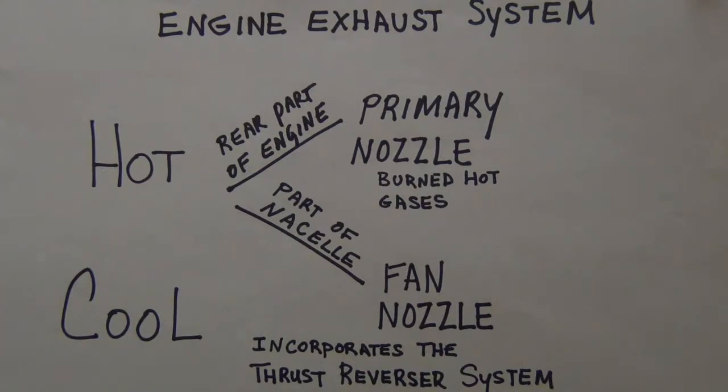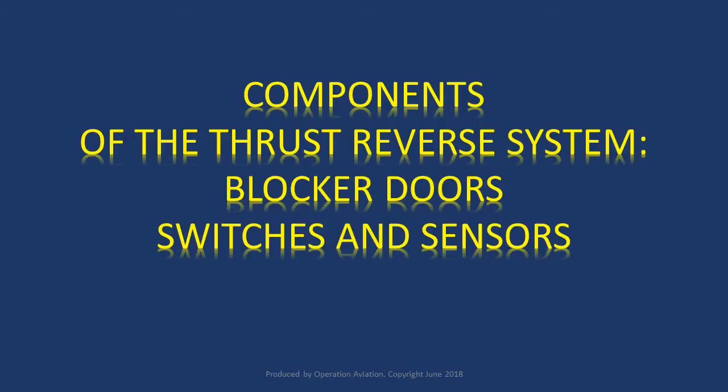Some of the components that we have: there are two halves to the thrust reverse system, those are your thrust reverse cowls, and on each of those halves you have two blocker doors. They're interchangeably called pivoting doors. Whether you say pivoting or blocker doors, they're the same thing, but there are two of them on each half.